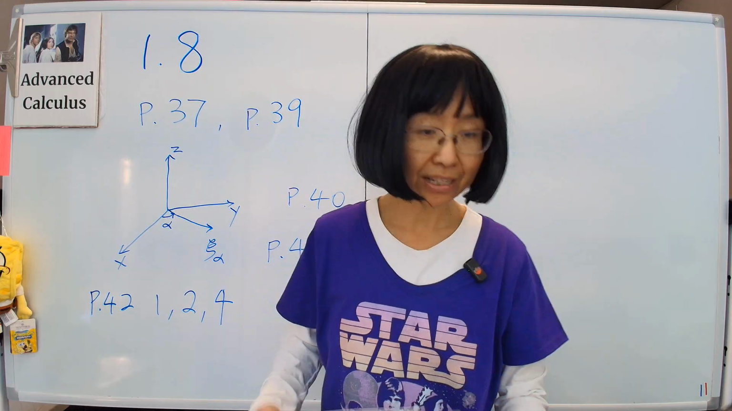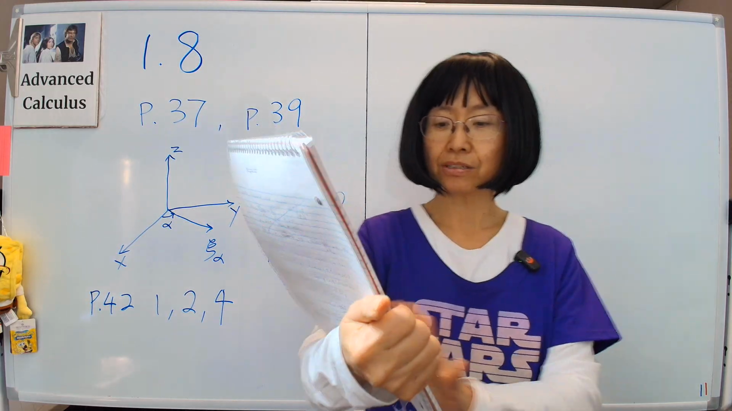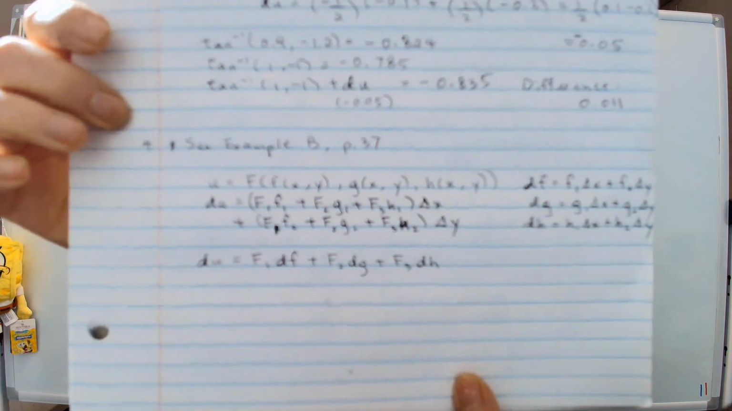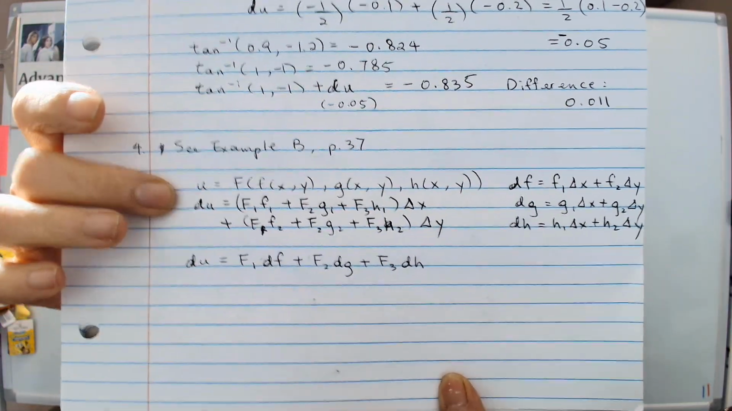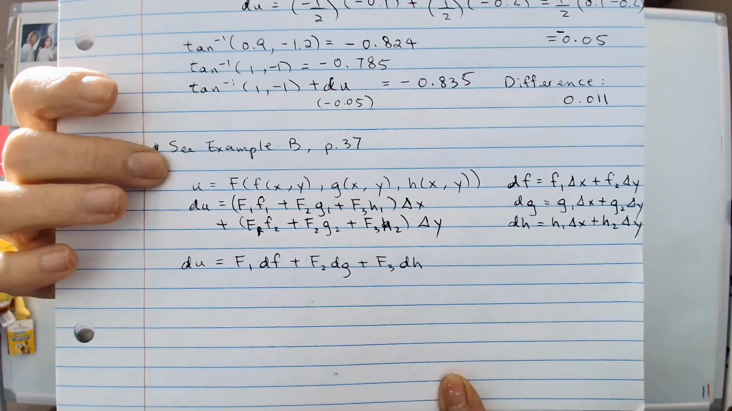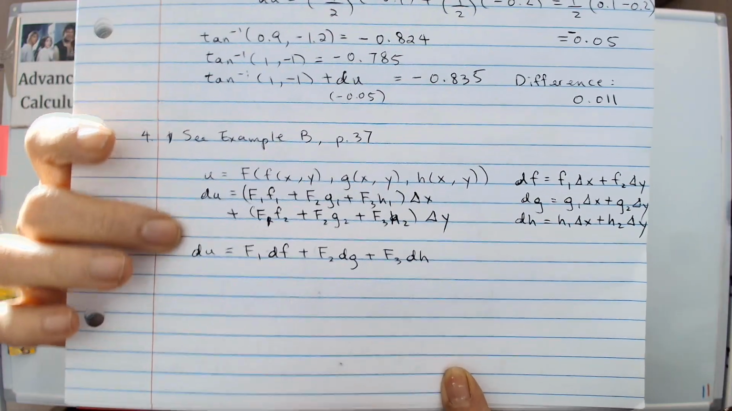And next, let's look at problem number 4. Problem number 4, please refer to example B on page 37. And we're just going to do some quick partial derivatives, okay? And everything does come out very nicely, as you can see, once you have everything written out and everything accounted for.